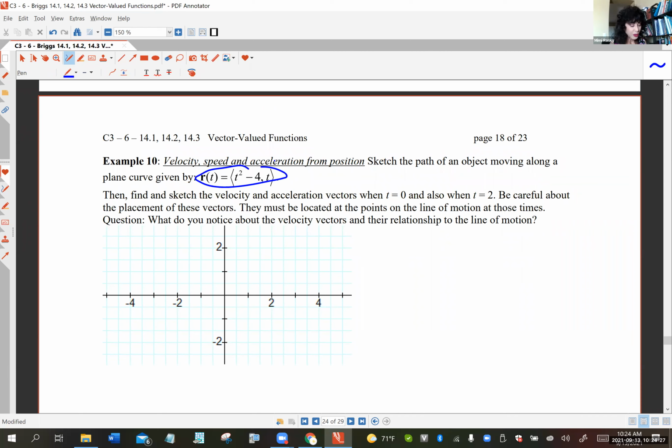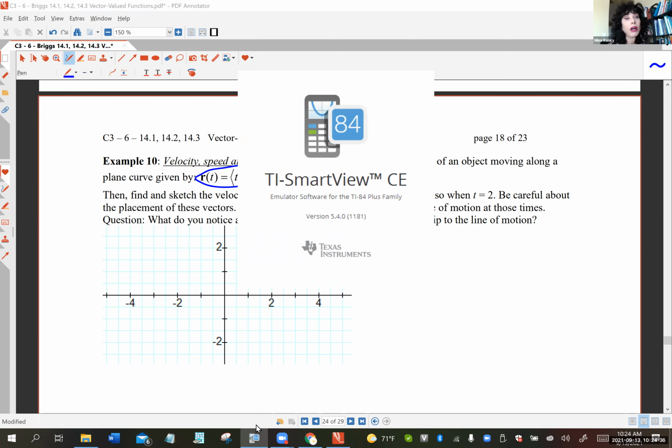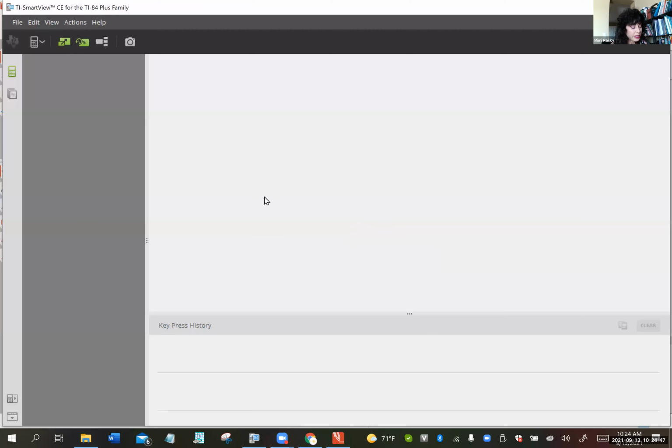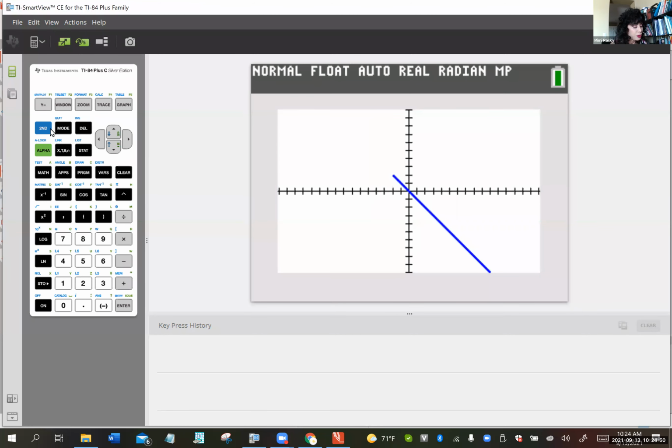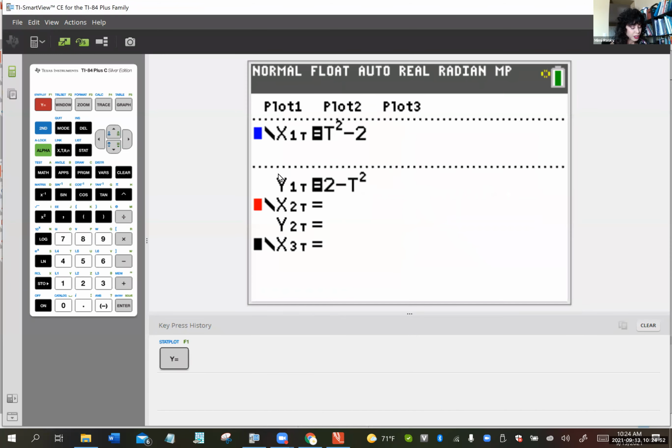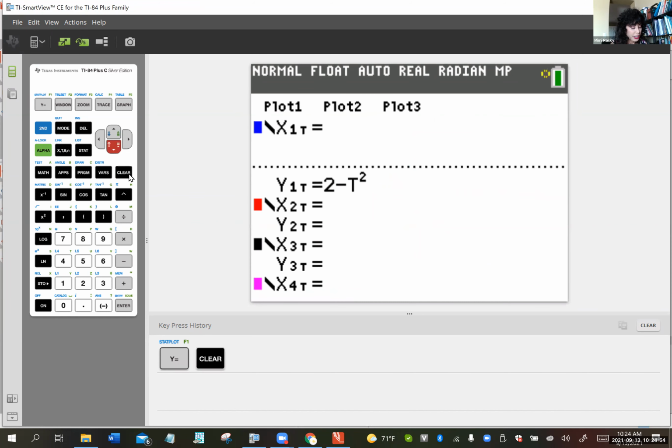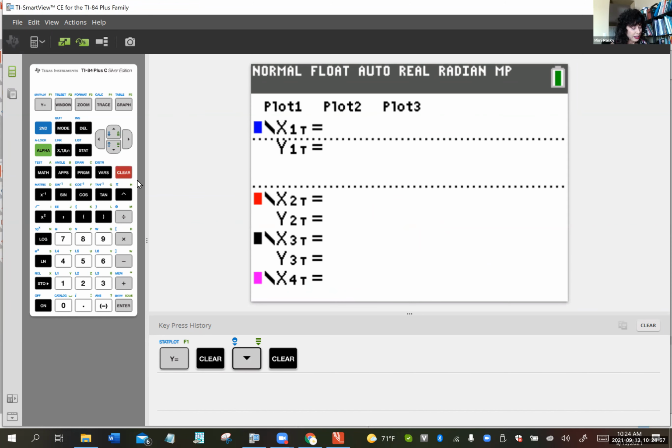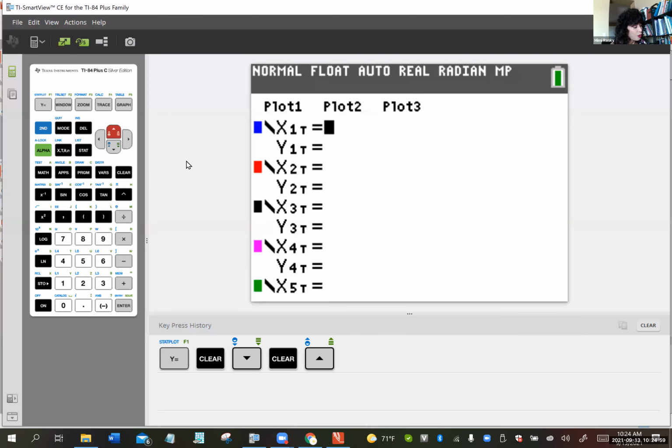So graphing t squared minus 4, t. If you go to your graphing calculator, you can graph this because it is a two-dimensional vector valued curve, and just make sure you're in parametric mode on your graphing calculator. Your x component is t squared minus 4, and your y component is t. Now be careful when you graph vector valued functions, because you want to make sure that your range is correct so that you can see the whole picture.